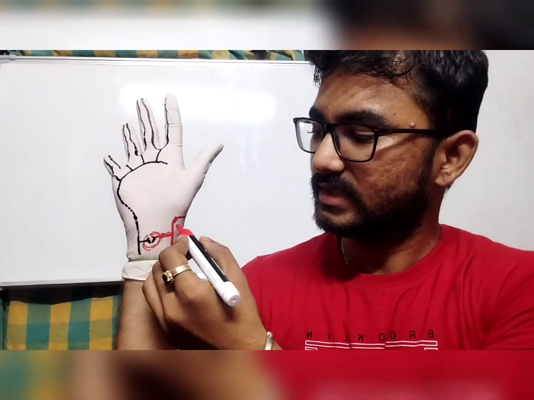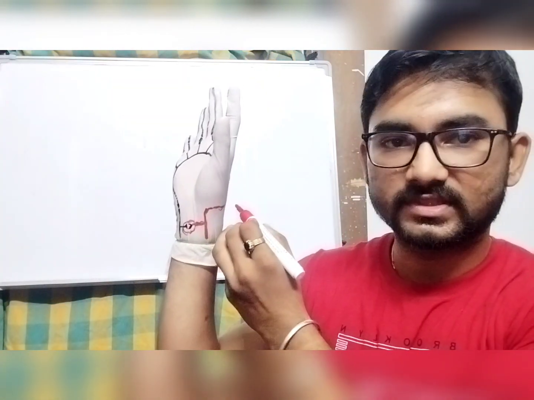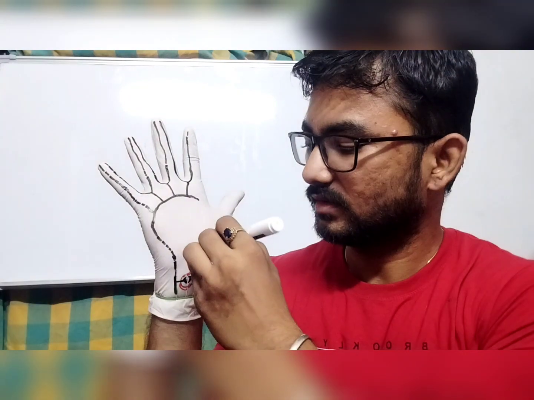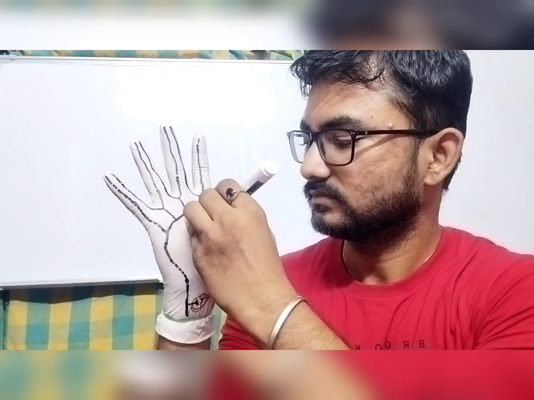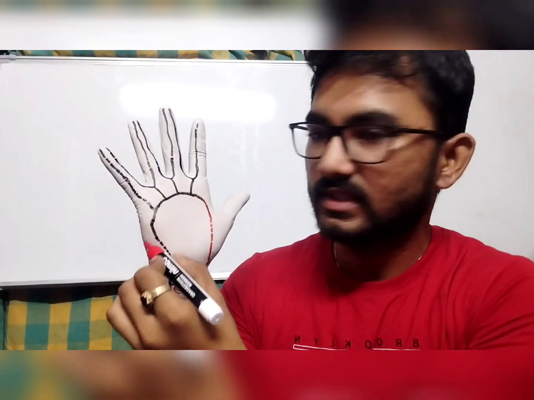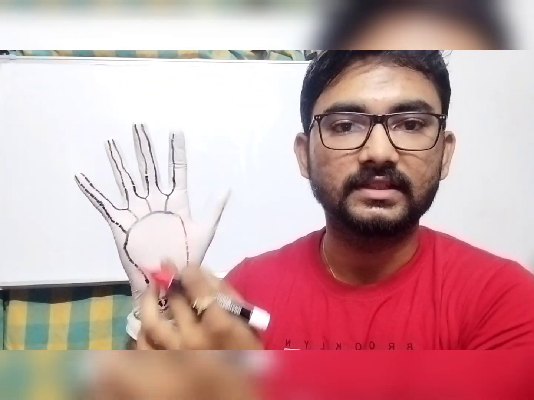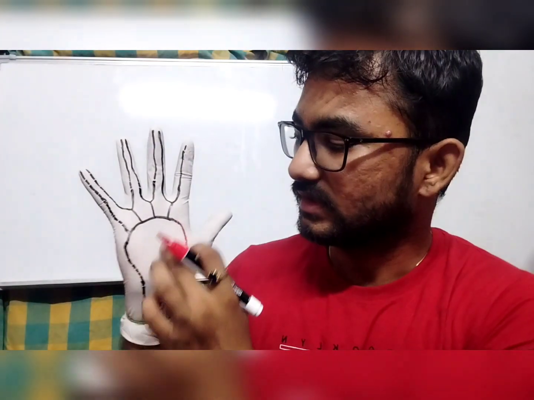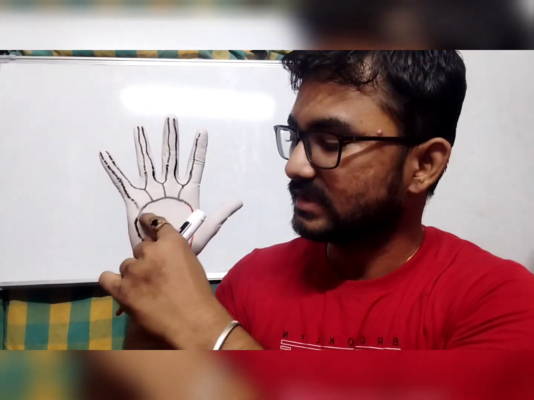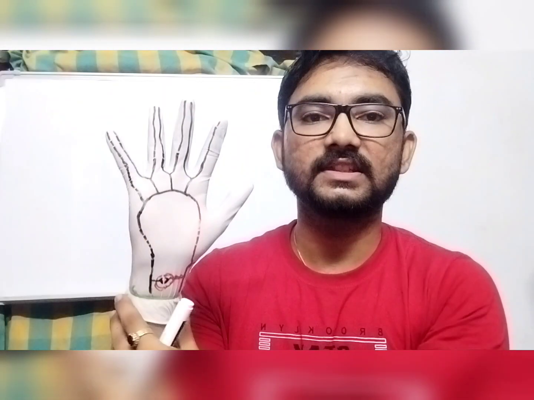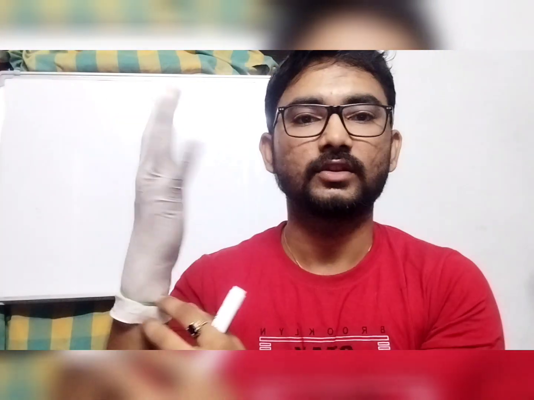Now, this radial artery, before going posteriorly, gives a branch. That branch joins with the ulnar branch, so the arch is completed. This arch is known as the superficial palmar arch. The superficial arch is formed 80% by the ulnar artery and only 20% by the radial artery. Now let's leave the palmar surface and go to the dorsal surface.